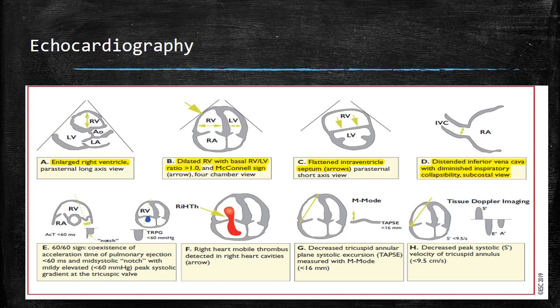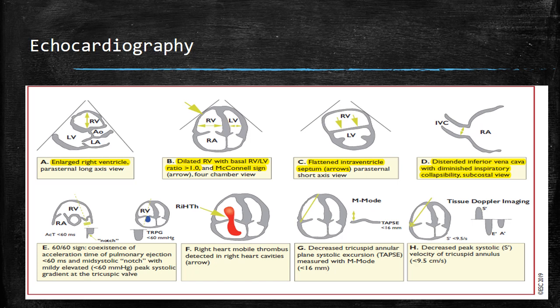You will have a dilated right ventricle as compared to the left ventricle, and the McConnell sign. It is called the McConnell sign. And you can see the flattened interventricular septum, due to bulging of the interventricular septum towards the left side from the right side, because the right ventricle is dilated and big due to increased afterload. And what else can you see? You can see a distended inferior vena cava due to the increased volume status in the patients.